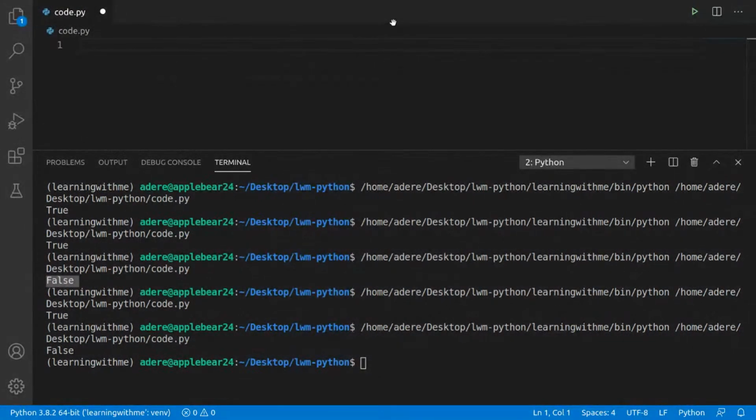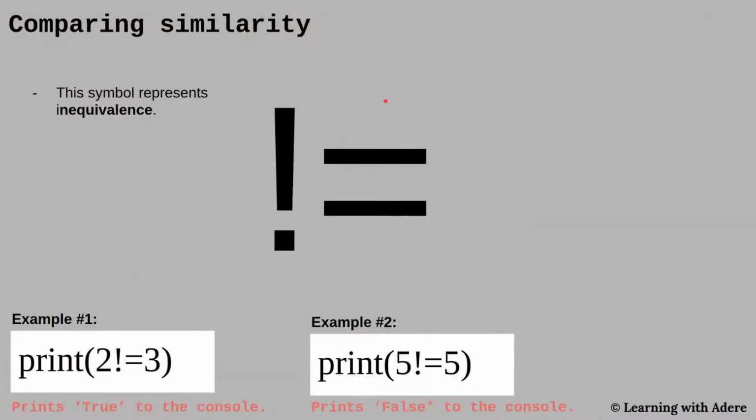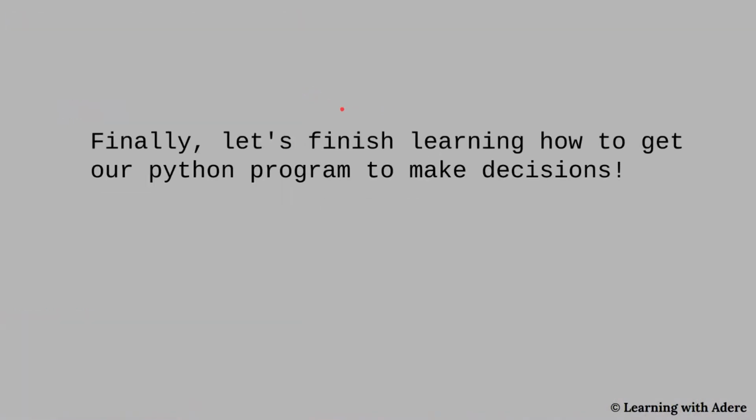Actually, I guess I'll have a better example to show in a minute, just so we can keep it more clear. So I'll go back to the slides. And yes, we got comparing similarity, and let's move on. So finally, let's finish learning how to get our Python program to make decisions.